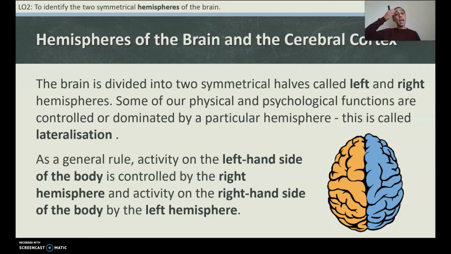this. As a general rule, activity on the left-hand side of the body, my left hand, this is my left, do the L's. Left is my L. So, left-hand side of the body is controlled by the right hemisphere of the brain. And the right-hand side of the body is controlled by the left hemisphere, the left-hand side of the brain.